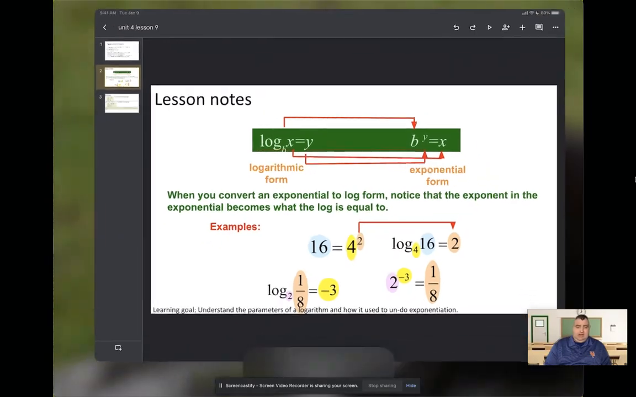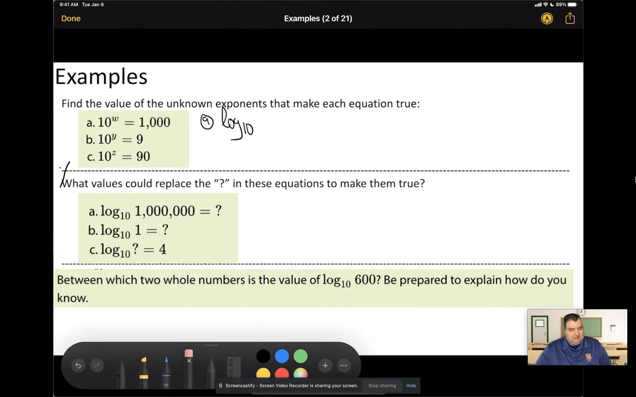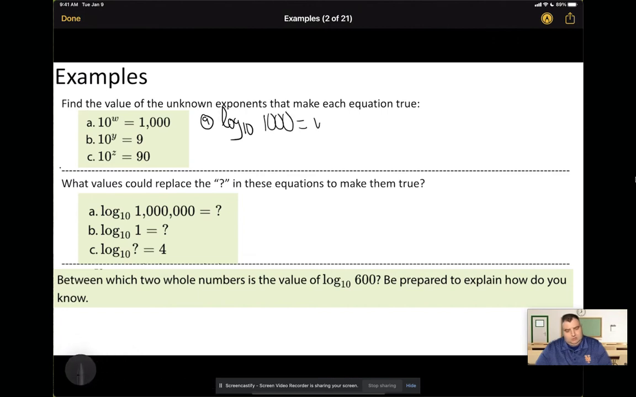So right now I have 10 to the power of w equals 1,000. That is exponential form. In logarithmic form, my base is 10, so log base 10 of 1,000 is equal to w. So to figure out that answer, what is w going to be? Well, this is really asking 10 to what power is 1,000? And of course, the answer is 10 to the power of 3. So we would say that w is equal to 3.